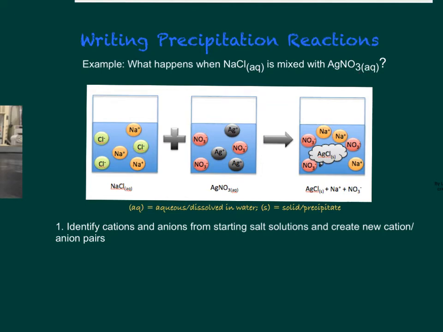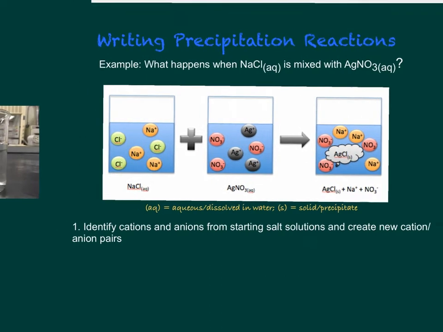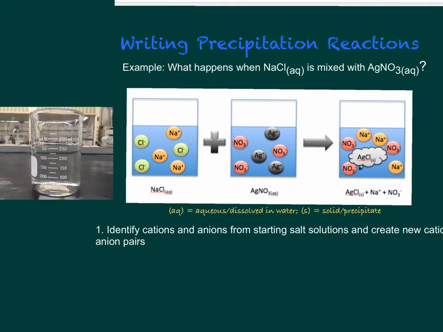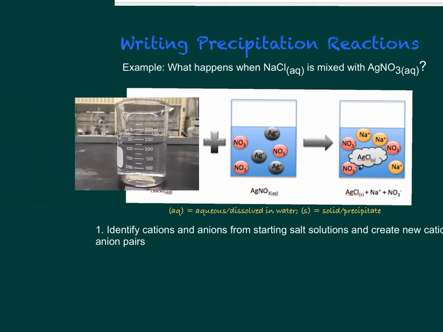So there's just a little bit of nomenclature that you need to understand. This AQ subscript stands for aqueous, and aqueous just means that the ionic species is dissolved in water. If you look at this cartoon image of an aqueous solution of sodium chloride, that means the sodium chloride is completely broken up into its cation and anion pairs, and all of the cations and anions are completely surrounded by water. And if you're wondering what an aqueous solution of sodium chloride looks like, it just looks identical to pure water.